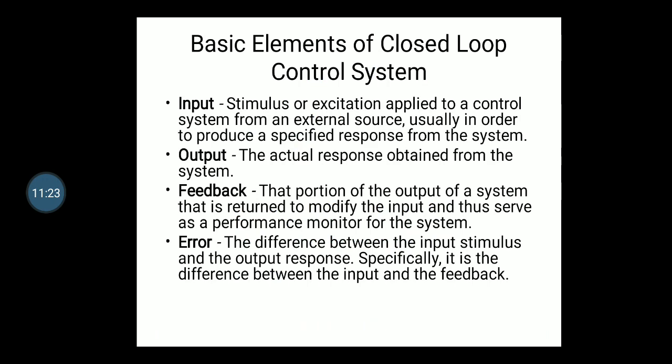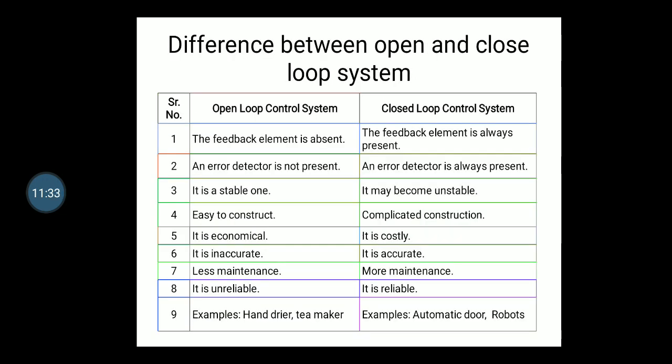Okay, fine. So these are the basic elements of the closed loop control system. These are the different elements used in the closed loop control system. One more important thing: the difference between open and closed loop systems. As we have seen, in an open loop system the feedback element is absent, but in the closed loop system it is present. There is no error detector in open loop, because there is no feedback signal, so there is no error signal. But in closed loop, the error detector is present.